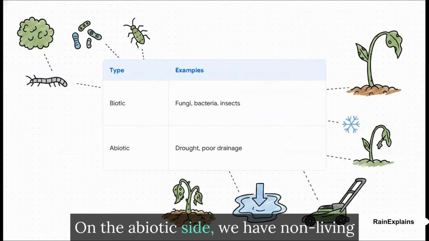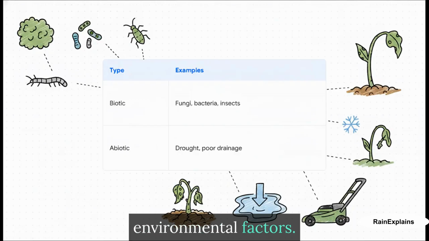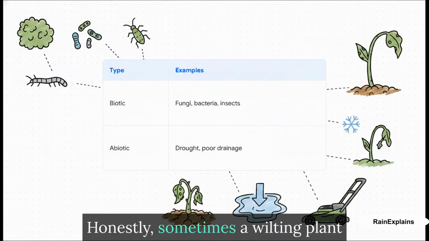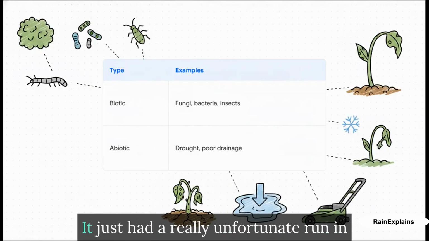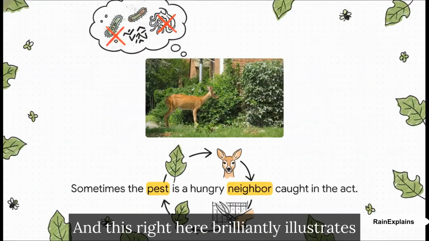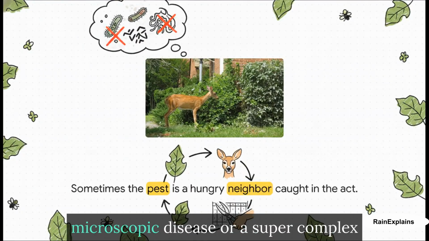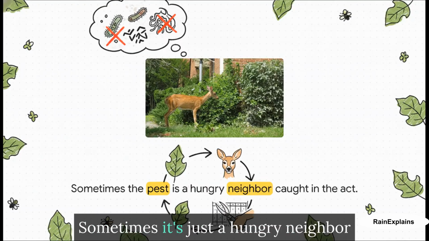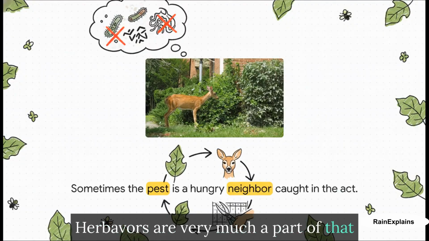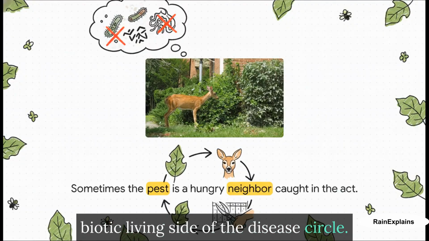On the abiotic side, we have non-living environmental factors. We're talking drought, poor drainage, nutrient imbalances, frost, or even just physical damage. Honestly, sometimes a wilting plant doesn't have a disease at all. It just had a really unfortunate run-in with a weed whacker that damaged its main stem. And this right here brilliantly illustrates that your problem isn't always some microscopic disease or a super complex fungal infection. Sometimes it's just a hungry neighbor caught red-handed. Herbivores are very much a part of that biotic living side of the disease circle.